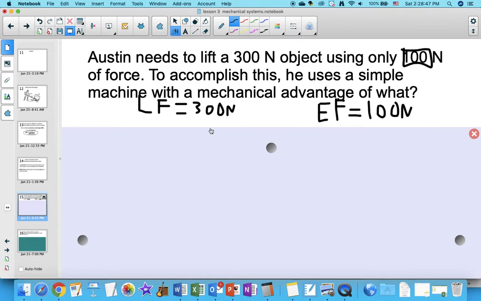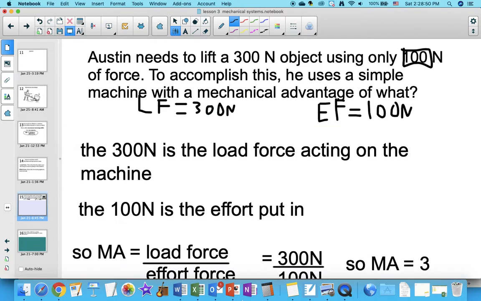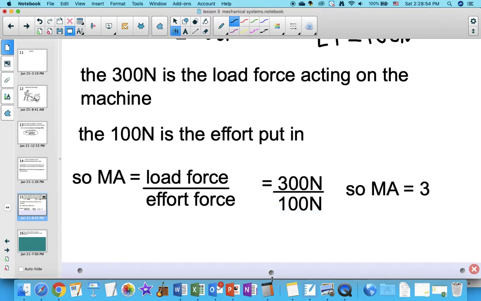So then we know that it's load force over effort force, load force over effort force, 300 divided by 100. So the mechanical advantage of the machine is 3. That means that the machine is increasing the force that Austin is using by 3 times. It's making him 3 times more effective at lifting whatever object this is.